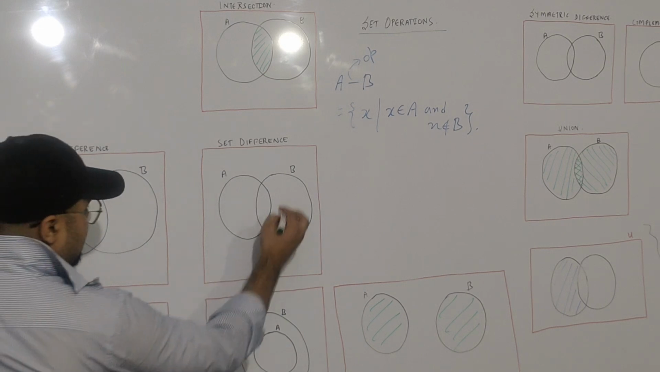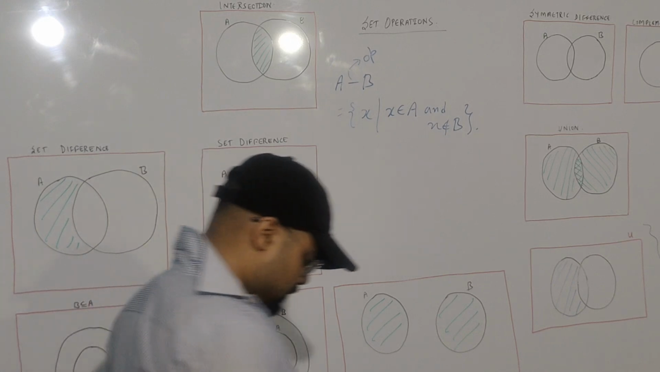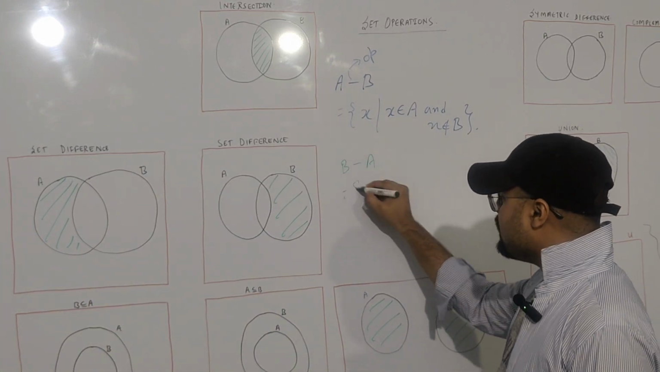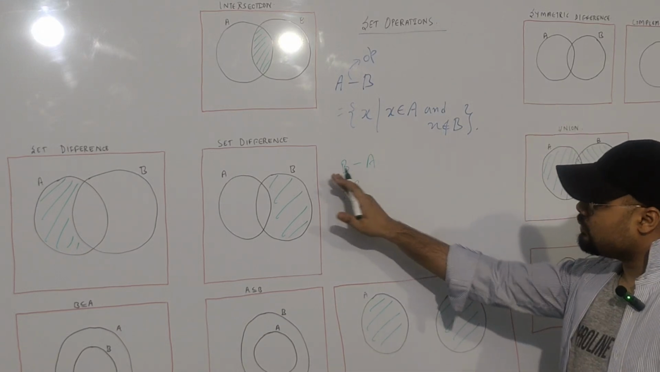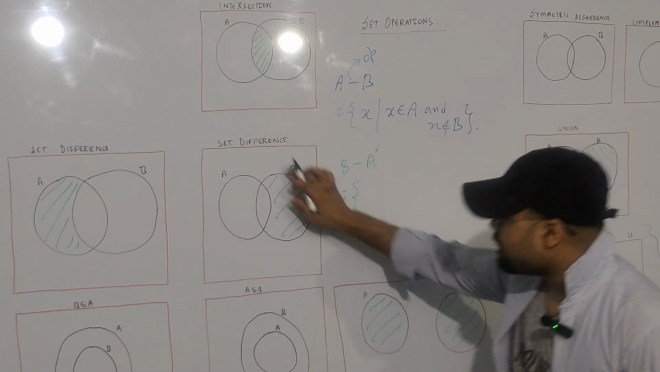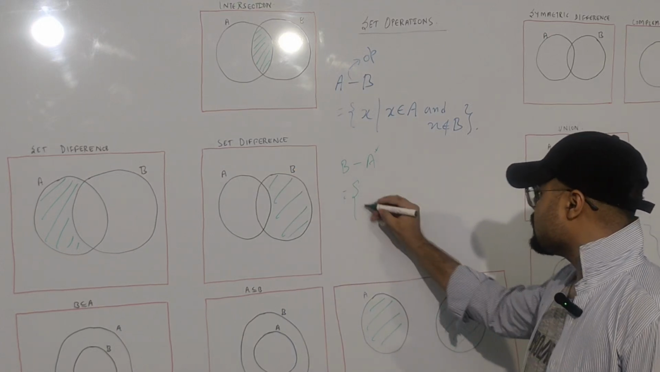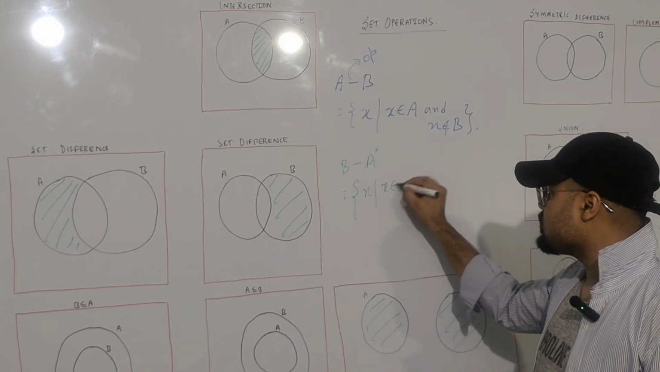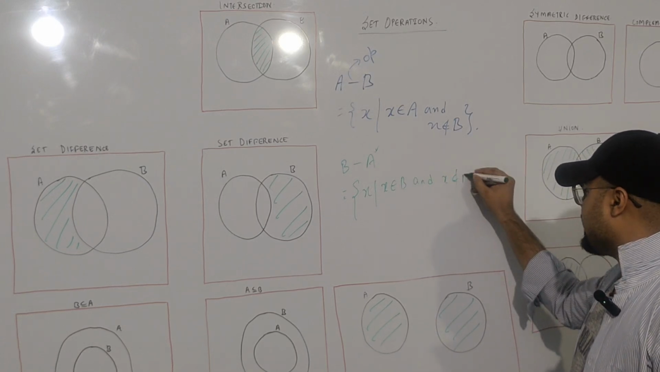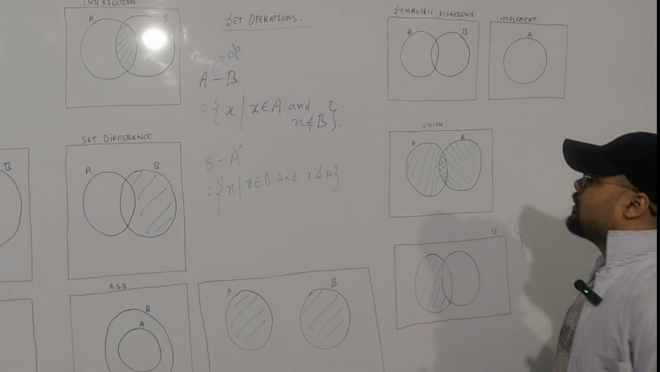Similarly, what will be B minus A? This portion. B minus A is equal to, from the set B, you don't want to include those elements that are in A. So from this whole set B, you don't want to include this part. So x belongs to B, but x does not belong to A. This is your set difference. Next is symmetric difference.